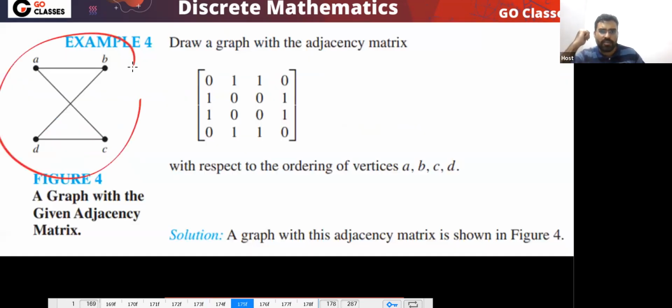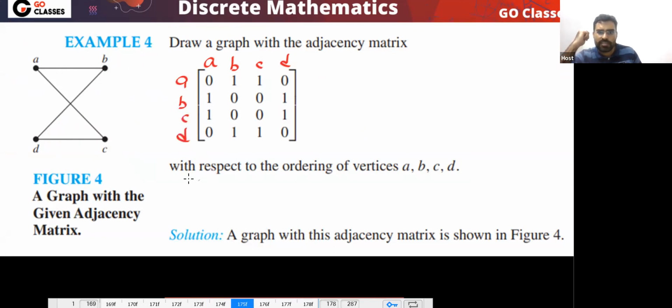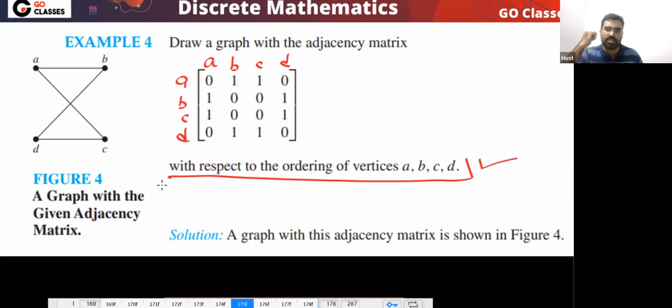Like this is your graph. For this graph, the adjacency matrix will be like this: A, B, C, D, A, B, C, D. Fix the order. Remember, always fix the order. Fix one order, that is your choice. How to fix? Normally alphabetical order. By default, you have alphabetical order. So your adjacency matrix will be this.